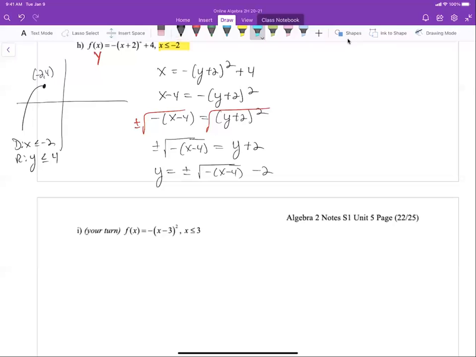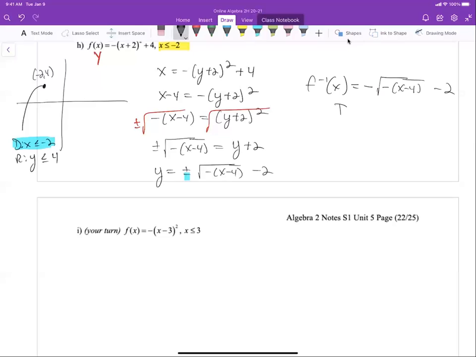How I'm going to determine that is the range. The range is the previous domain. So the domain originally was less than or equal to -2. So now my range has to be less than or equal to -2, and so I need to use the negative sign. I'm going to rewrite it in correct syntax. The inverse function of x is equal to the negative square root of negative x minus 4, and then minus 2.